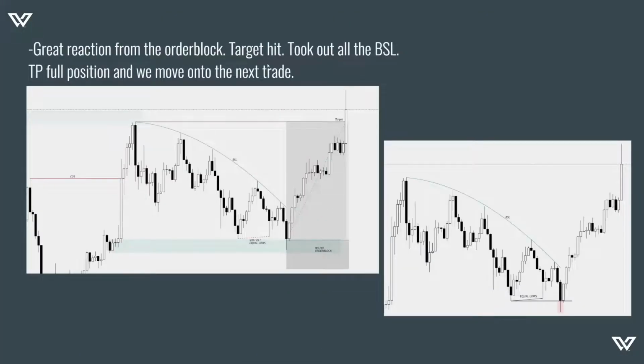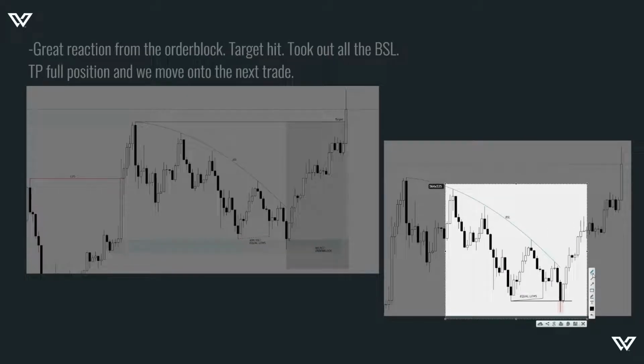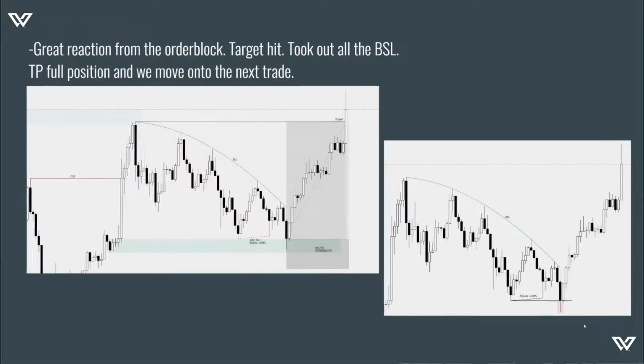And then this is what we see: great reaction from the order block, target hit, took out the buy side liquidity and TP full position at our target. And you can see here, it works the same way, like I said: equal lows, sweep, reclaim, trend. So it can be used in many different ways. You can just trade them as equal lows, or you can trade them as the reversal setup.